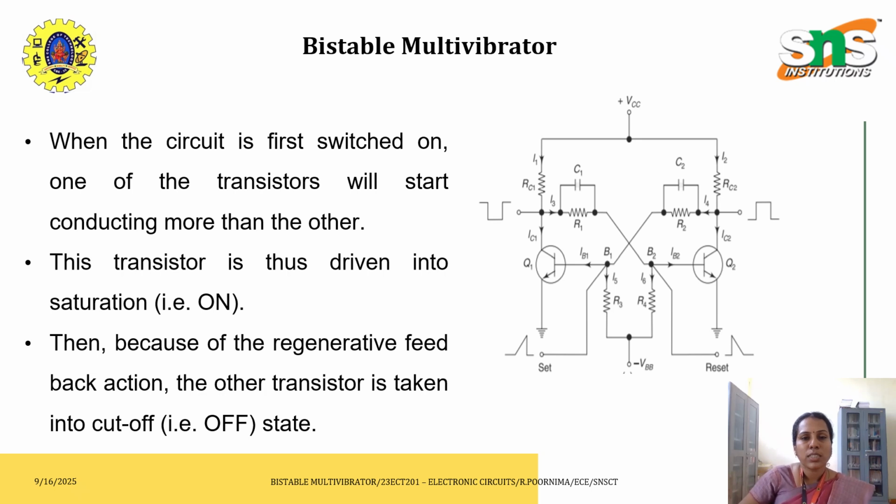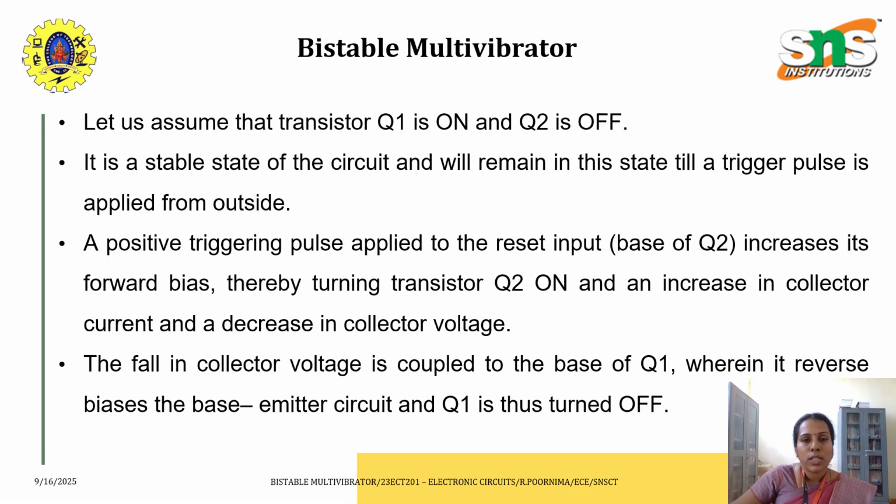For example, consider when the circuit is first switched on from VCC, one of the transistors will start conducting more than the other. So for example, if transistor Q1 is on, Q2 is off. Because of the regenerative feedback action, the other transistor is taken into the cutoff state. So let's assume that transistor Q1 is on. Initially only one transistor is on, so Q2 is off. This state is the stable state.